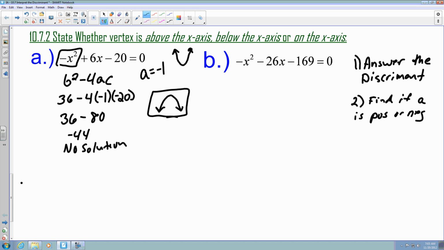So last step is I want you to make a small graph, and you can determine where the vertex is located. So I'm just going to make a little graph right here. It doesn't have to be anything special. So you know that it's going to have no solution, so it's not going to cross the x-axis at all. But you're also aware that it's going to be a downward direction, so it will look something kind of like this.